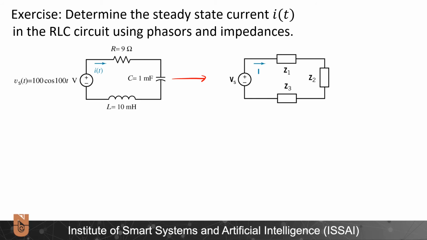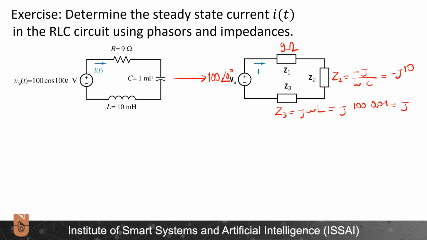Accordingly, this Vs will be equal to 100 times 0 degrees. The resistor is the same resistor. Z2 will be equal to minus J over omega C, and this will be equal to, omega is 100 and C is 1 millifarad, so minus J10, and Z3 will be equal to J omega L, which is equal to J times 100 times 0.01, and this will be J.